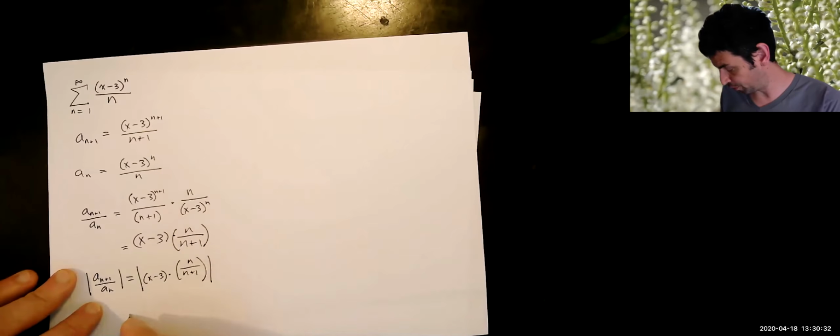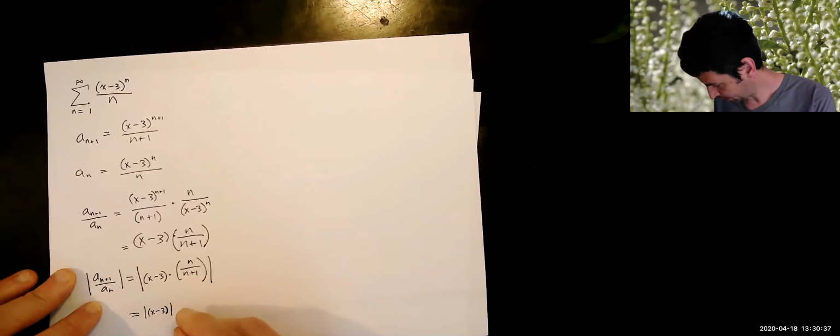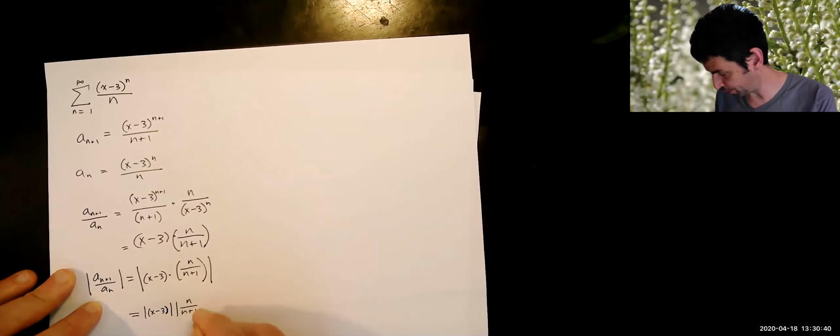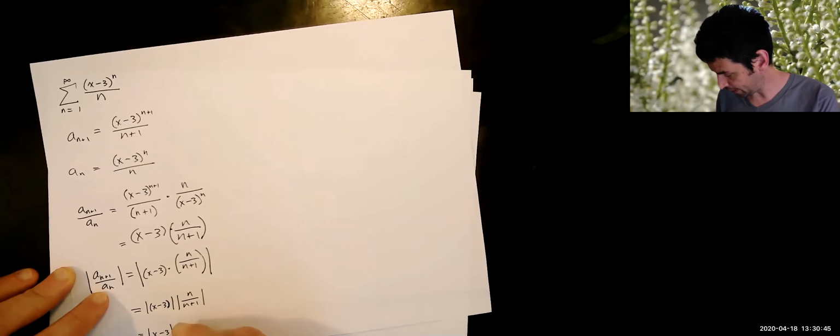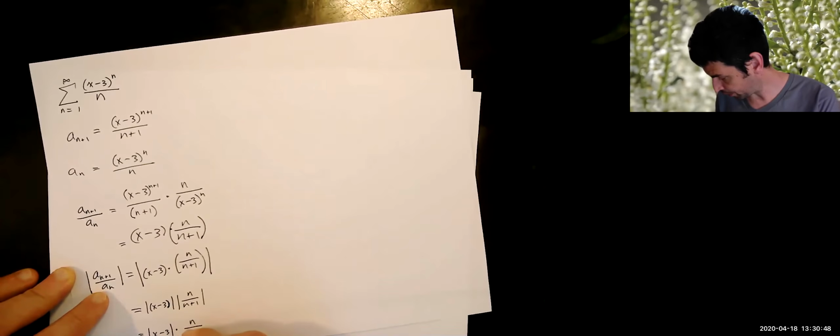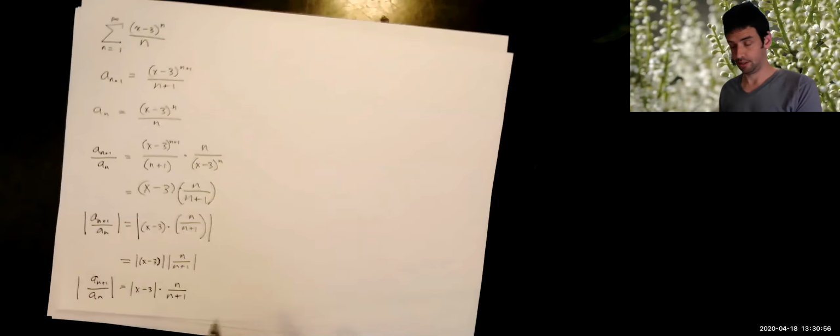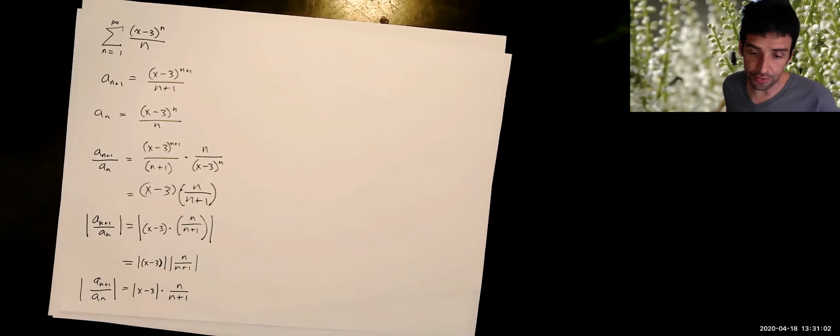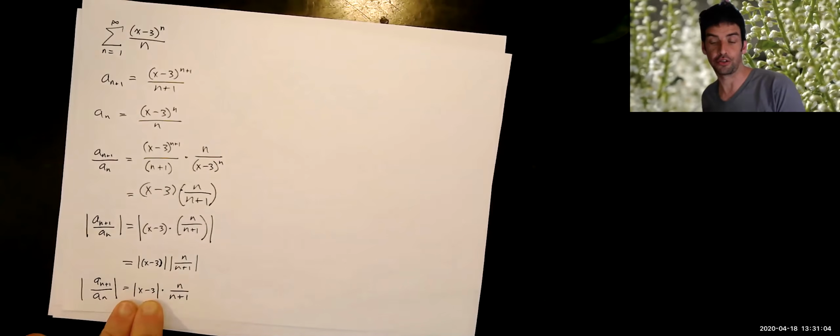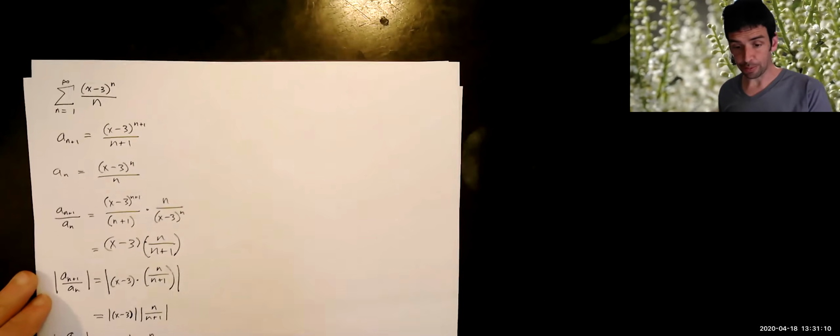And then we'll use some rules for absolute value. This can be the absolute value of x minus 3 times the absolute value of n over n plus 1, which is the absolute value of x minus 3 times n over n plus 1. I can drop the absolute value for that second expression because this is always positive. I can't drop it here because depending on the values of x, this could be negative, right? So I can't really drop the absolute value there. So now let's perform our test.